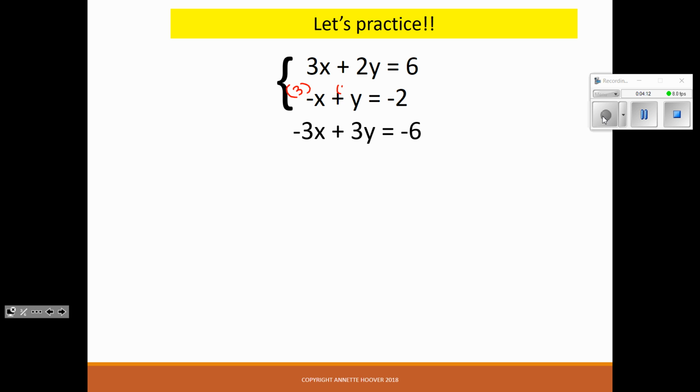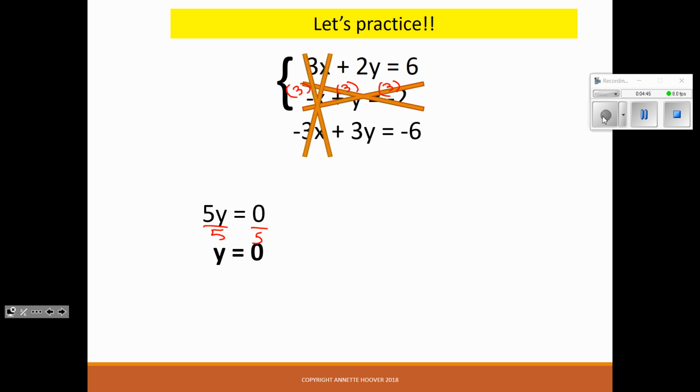In doing so, I have to multiply all three terms by 3. That's -3x plus 3y equals a -6. I've created opposite coefficients in the x terms. I have a 3x and a -3x, so they're eliminated. Now I have left 2y plus 3y, which is 5y, and a 6 and a -6, which is 0. So if we divide both sides by 5 now, we see that y is 0.